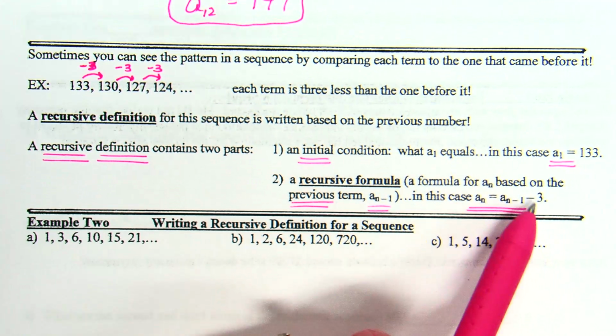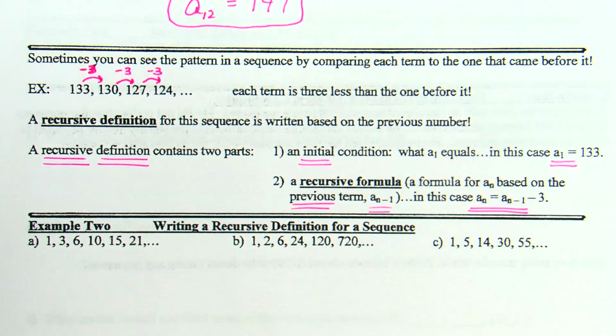Take the 3rd term and subtract 3. And that's what those are talking about. That's what a recursive definition works with. Okay?